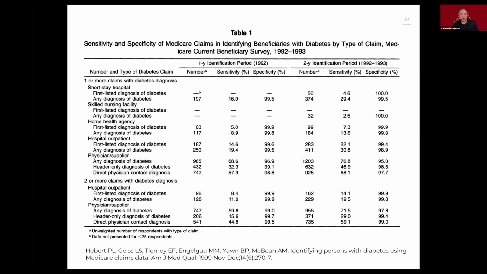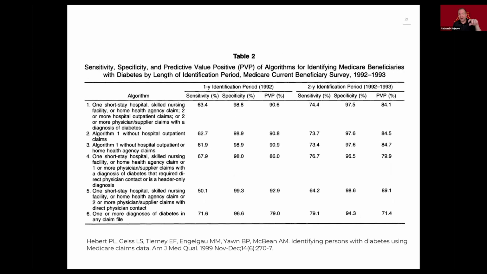Then those were for individual files. So then they realized, well, for any individual file, if you notice, the sensitivity is pretty terrible on these. So then what they did is they combined files. So rather than just looking in the inpatient file, the first algorithm here is one short stay hospital, so one inpatient, one skilled nursing, or one home health agency claim. So that's one claim in any of those three files.